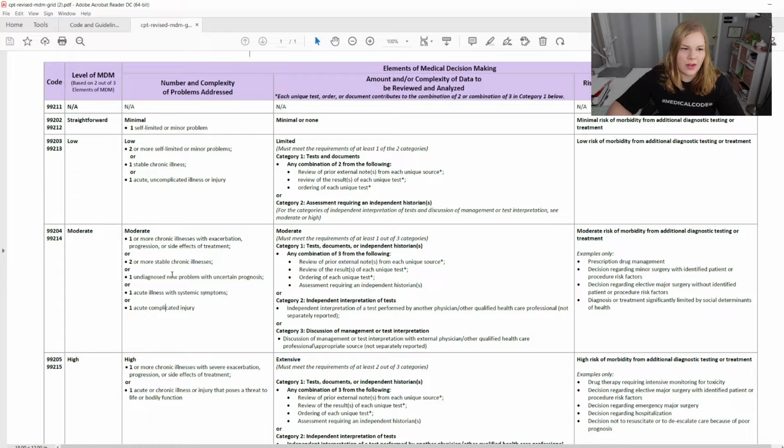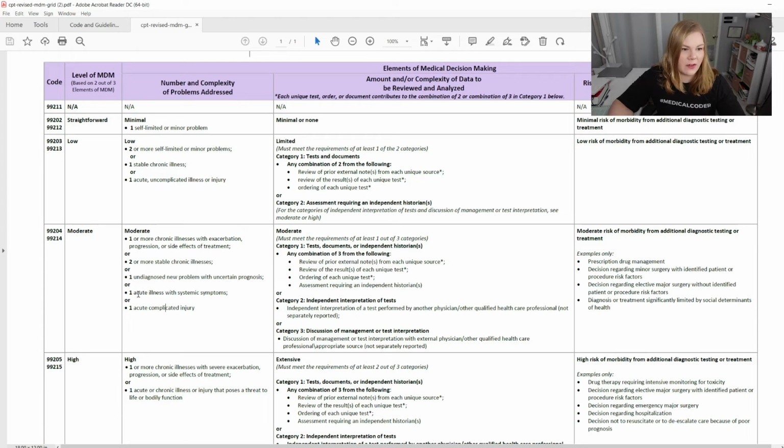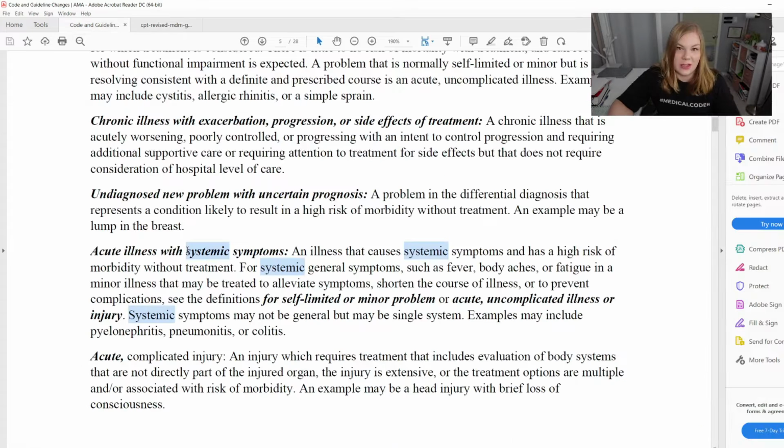Next, we have our one undiagnosed new problem with an uncertain diagnosis. The example they give commonly for this is a breast lump. It could also be something like if you're having pain on your side and we don't know if it's a gallbladder or what the heck it is, so we have to go and send you for more studies because we're not sure at that point what it is. It's an uncertain diagnosis. And then we have our acute illness with systemic symptoms, and I think they give some examples of this too. So let's take a look at our guidelines here. So when we're not sure about something, it's always good to reference back to the CPT guidelines that the AMA gives us for these office outpatient visits.